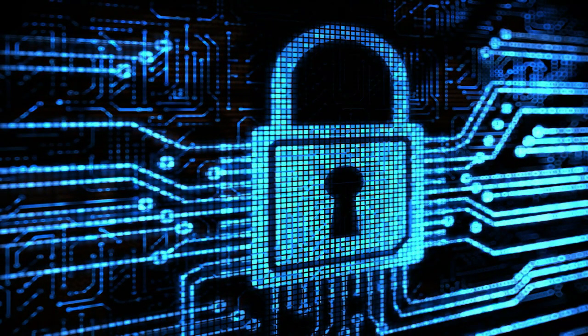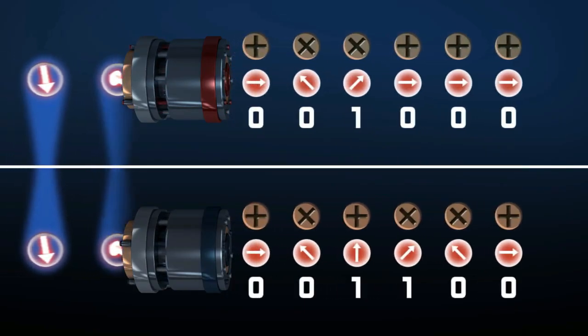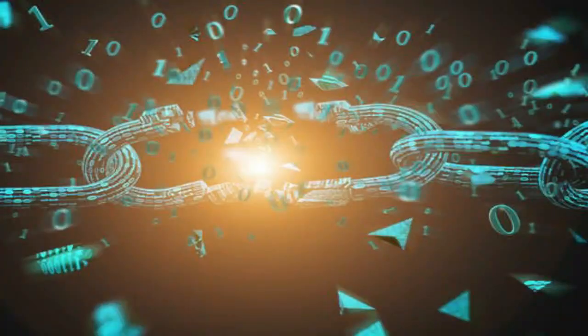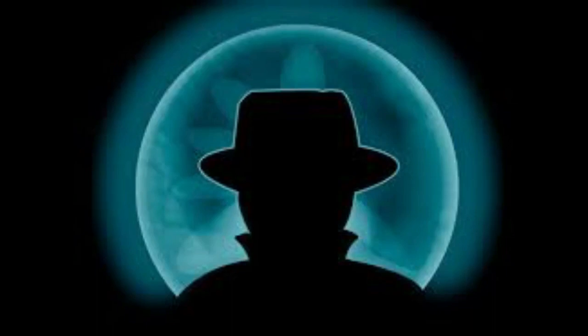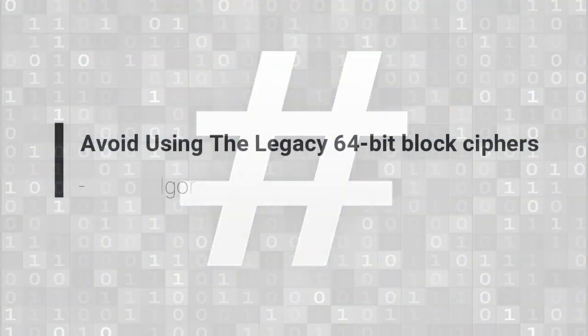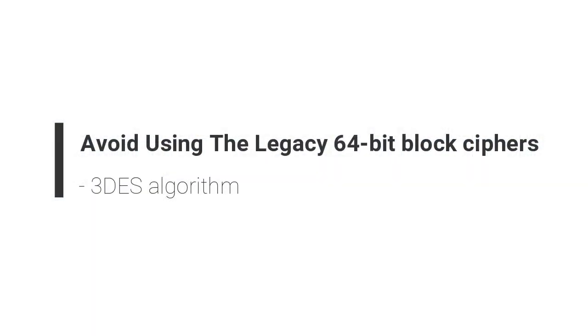Modern cryptography is secure by design. However, security by design doesn't necessarily mean perfect security. If cryptography is poorly implemented or misused, vulnerabilities can be created that a hacker can exploit. One of these is the birthday attack. Avoiding the legacy 64-bit block ciphers, or the 3DES algorithm, is one of the best ways to prevent the birthday attack.